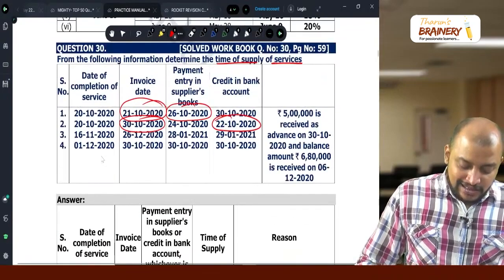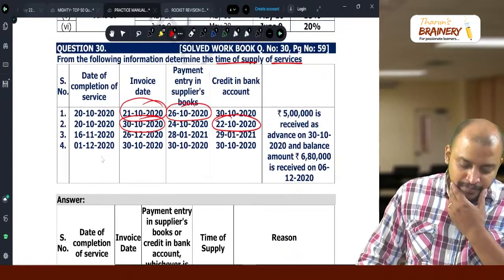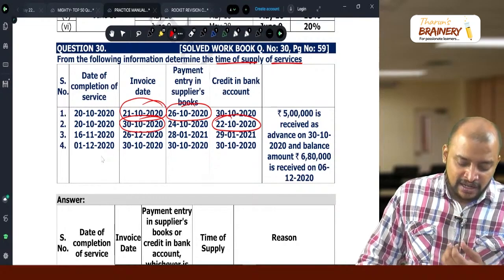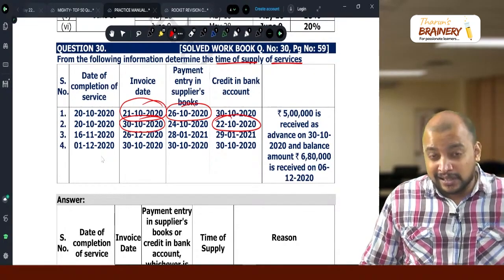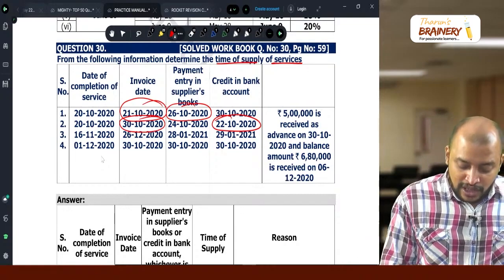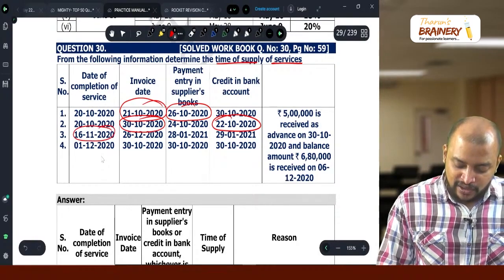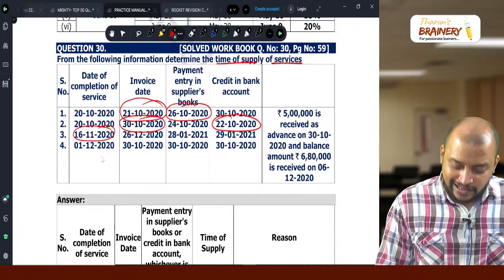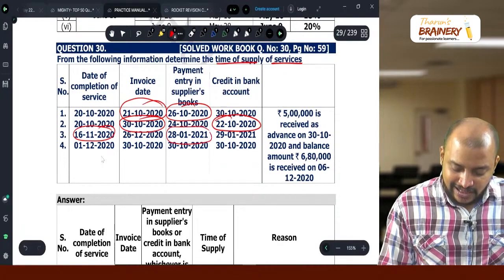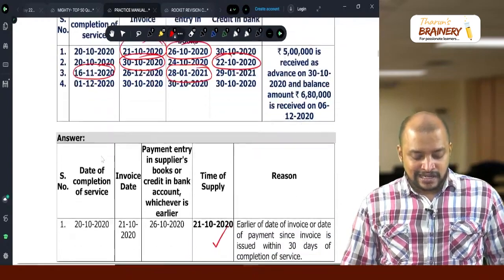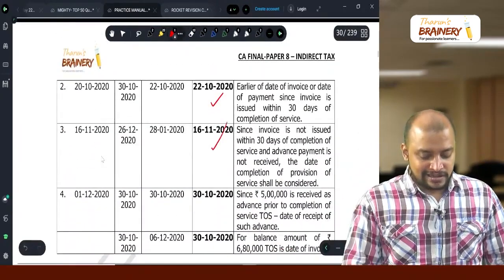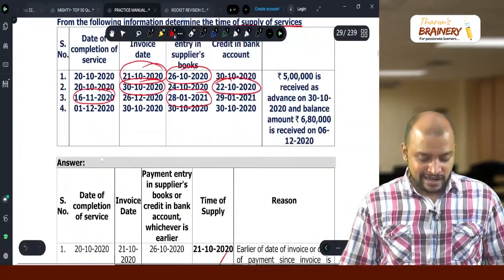Then next, third case. Completion 1611, invoice is given on 2612. So, invoice is not given within the time, within 30 days. So, completion date or payment date. What is the payment date? Entry or credit, whichever is earlier, that is the entry date. So, 1611 or 28:1, whichever is earlier, 1611 will be taken. Next.